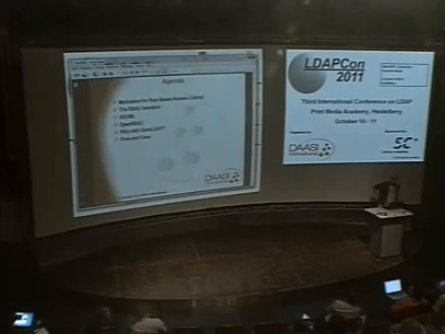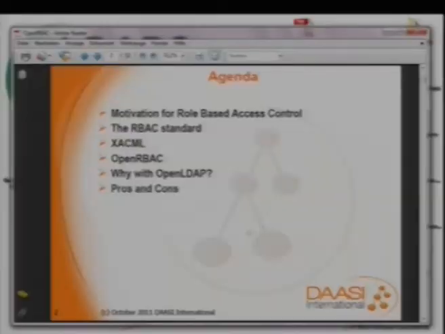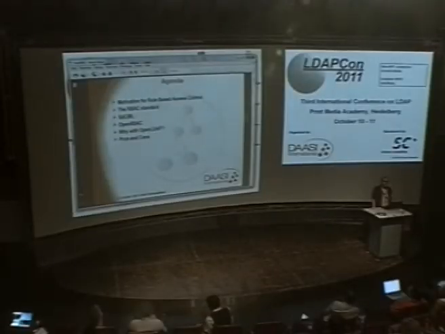So that's our agenda. A bit of a motivation for role-based access control. Then a couple of slides I might be able to skip to introduce the RBAC standard. I'll have one or two slides about XACML. And then I'll talk about Open RBAC, this implementation. The title of the presentation is The Pros and Cons of Using LDAP. So why did we do it with LDAP, and where are the pros and cons? That would be the end. And in the middle, I'll talk about the Open RBAC implementation and how we have been using it in a couple of projects.